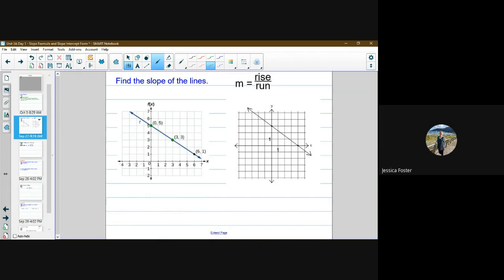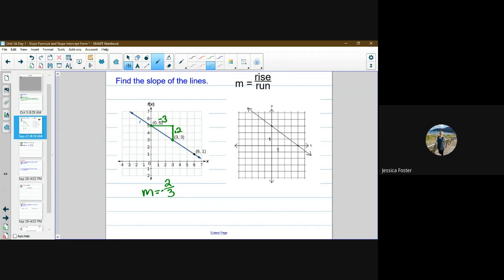So if I start at the point (3, 3), I'm going up 2, and I'm going to go to the left 3. So when I go up 2, think of that as going positive 2, but then when I'm going to the left 3, that's a negative 3. So my slope for this line is positive 2, my rise, over the run, negative 3. So that's going to be a negative 2/3 slope.